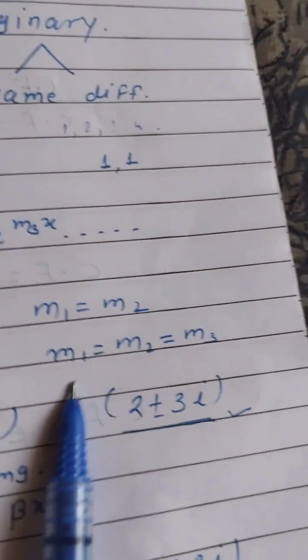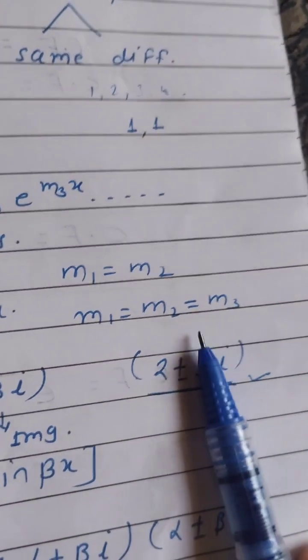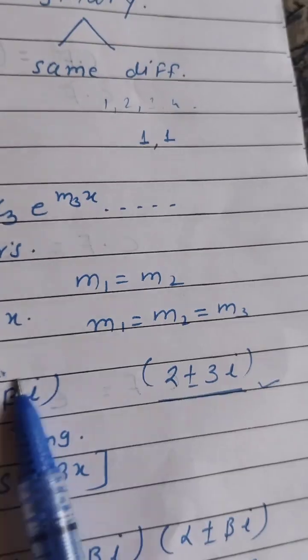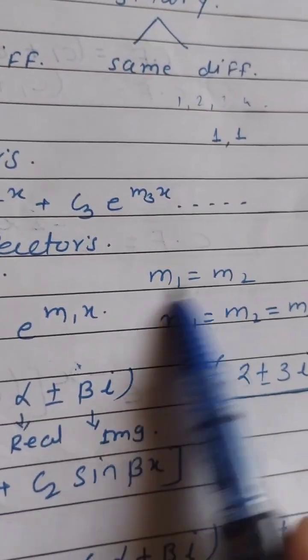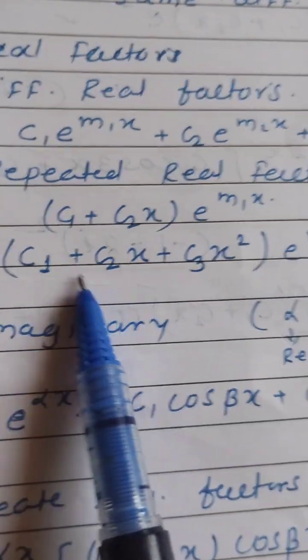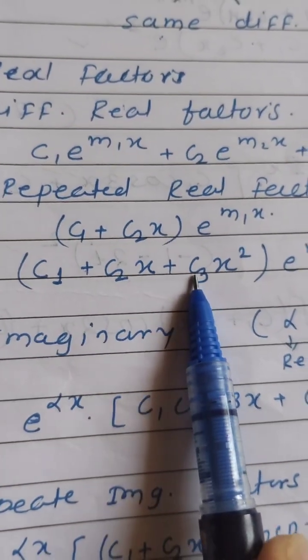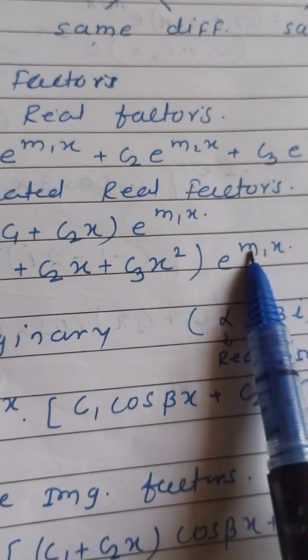But in case you got three equal factors, means m1 is equal to m2 is equal to m3, like 2 2 2 or 4 4 4 or 7 7 7, any number which is the same three times, means three factors we got the same. So for that the formula will be complementary function c1 plus c2x plus c3x square, in multiplication with e raised to m1x.